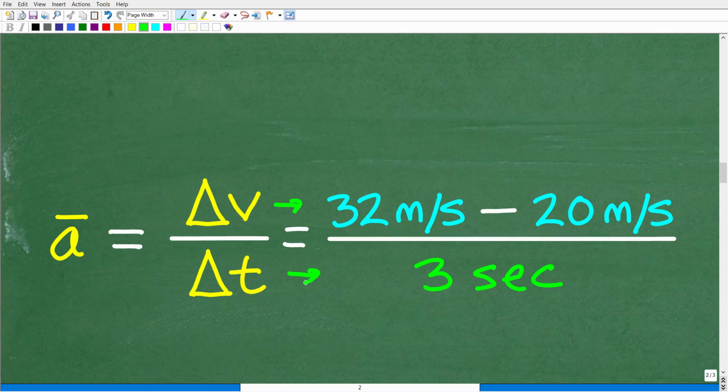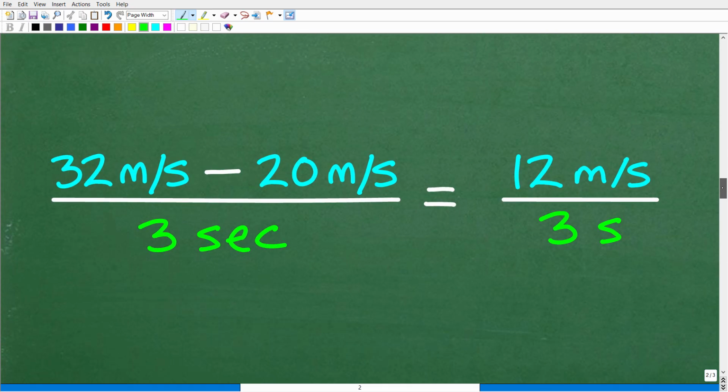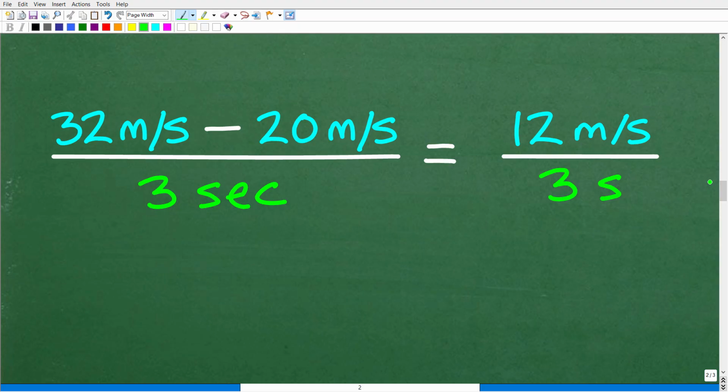Our delta T is 3 seconds. That is the time it took from time 0, when the car was at this speed, to get to this speed. So we went from 0 to 3 seconds later. Pretty straightforward. So that's our delta T. Now we're going to do some real simple arithmetic. But the exciting part of this problem is going to be how to get to the units of measure of acceleration, which is meters per second squared.